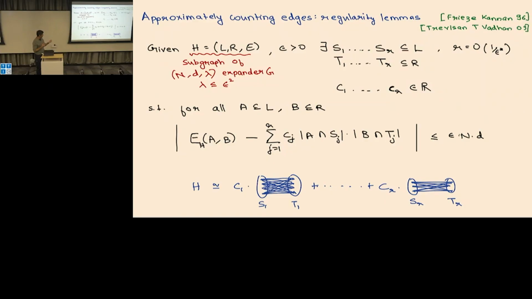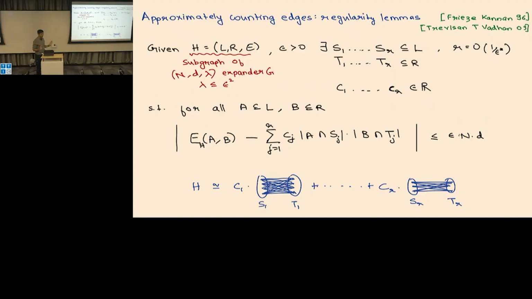Roughly, pictorially, you can think of this graph as a linear combination of almost bipartite graphs. These coefficients can be very small. In particular, if the graph has n times d edges, then these coefficients will be like d over n. But this is the regularity lemma. The thing to remember is that it lets us write the density of edges as functions of just intersection sizes.